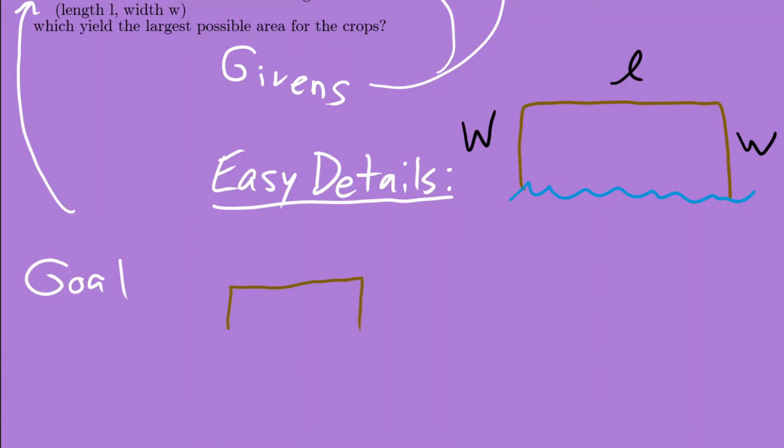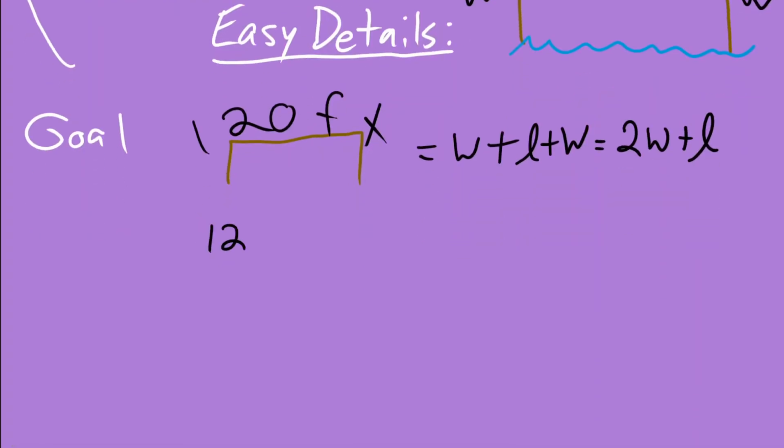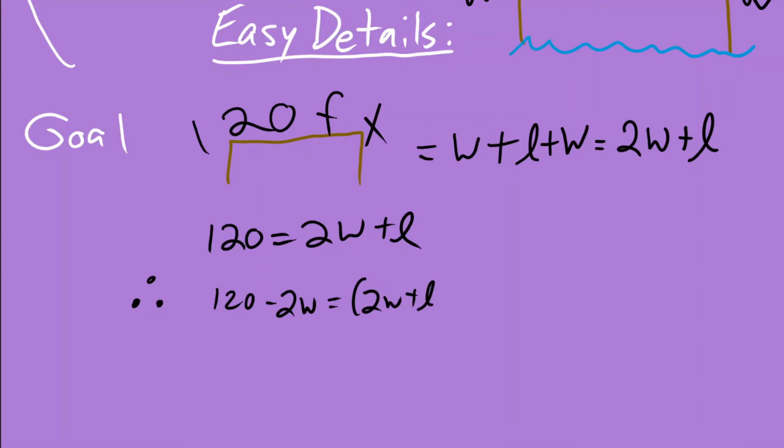We know that in total, there is 120 feet of fencing material, but we also know that the amount of fencing is given by W plus L plus W. That is 2W plus L. So, 120 equals 2W plus L, or rather, 120 minus 2W equals the quantity 2W plus L minus 2W, and that's equal to L. Note that we're leaving off units until the very end of the problem. This will just save a little bit of time and a little bit of our paper.